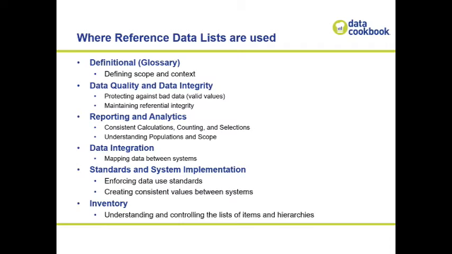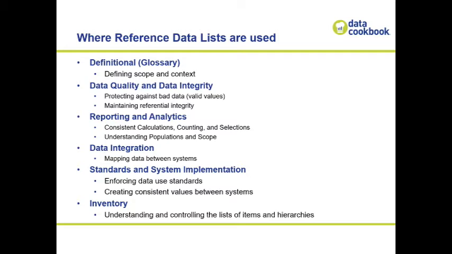Data quality and data integrity is an important use for this. So tracking valid values is another reason to manage the reference data. If you've got real anecdotal database integrity problems or data quality problems associated with bad values or old values, you can manage the lists to be used in rules for you. Reporting and analytics: oftentimes you're using reference data lists to manage calculations or counting, but also selections and sorting.